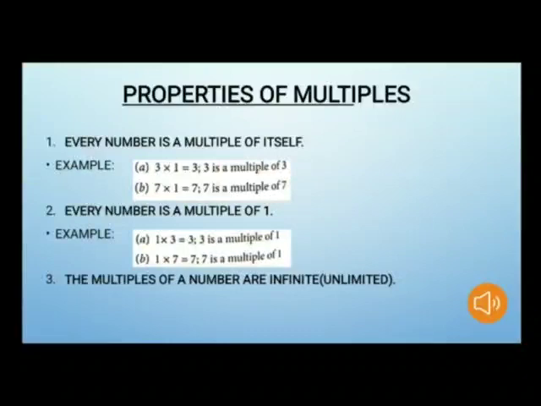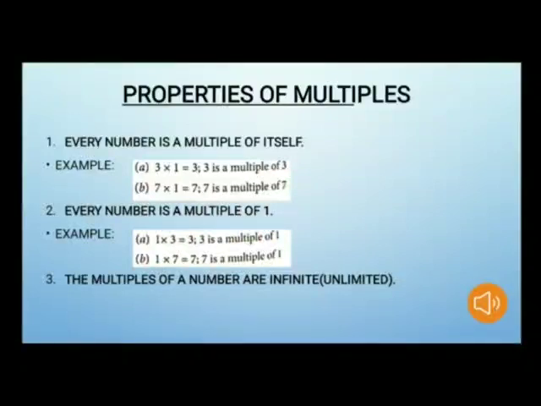Dear students, now let's learn about properties of multiples. The first property is every number is a multiple of itself. It means, as you can see in the example, 3 multiplied by 1 equals 3. It says 3 is a multiple of 3. Similarly, 7 multiplied by 1 equals 7. 7 is a multiple of 7.